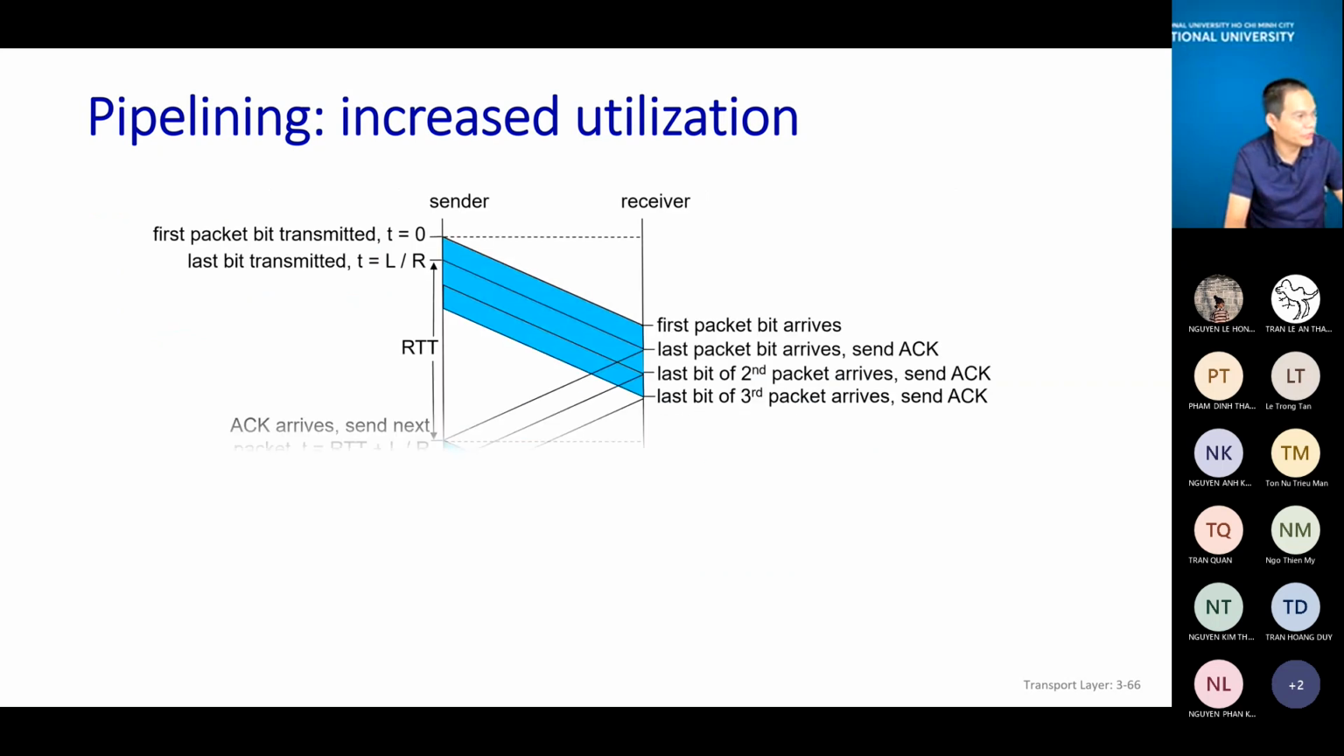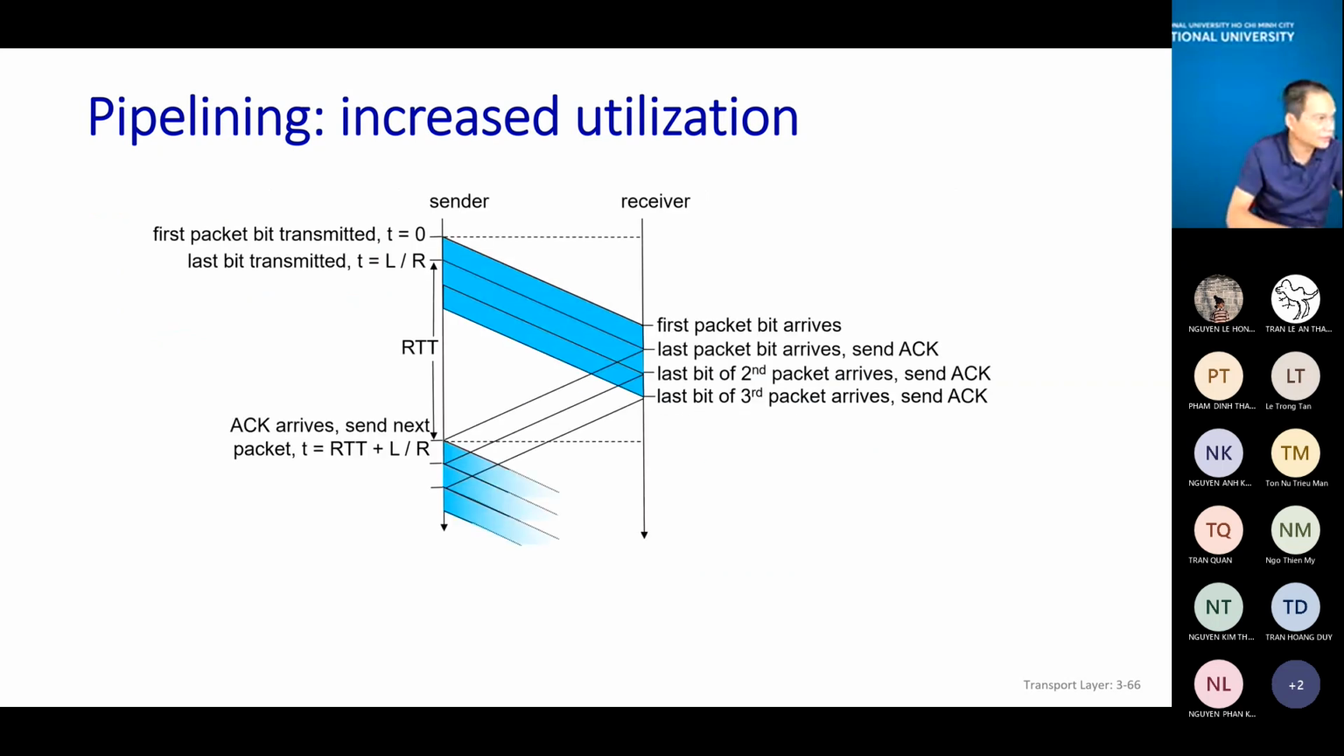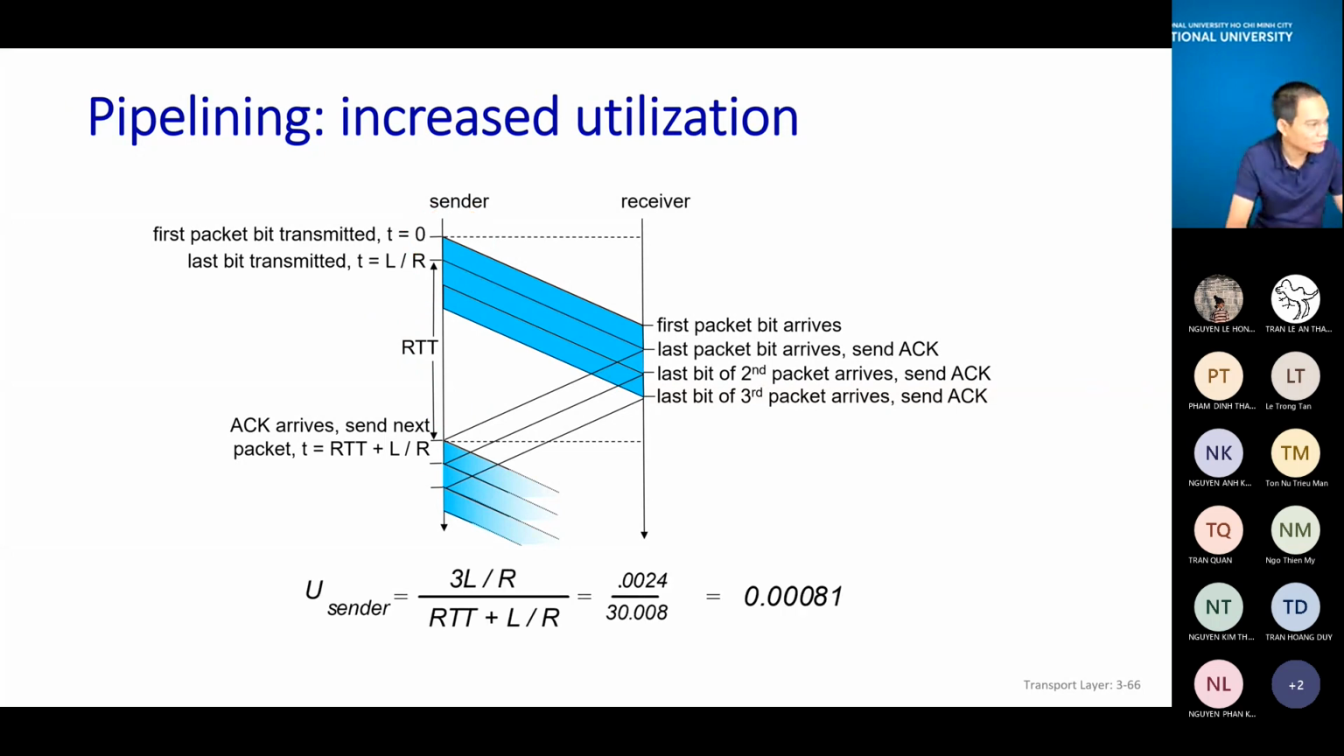To increase the utilization, you can see here, for example, the time spent is still round trip time plus L divided by R. And this is one round trip time. But in this scenario, we already send 3 packets rather than just 1 packet. So you can see the utilization increased by 3 times. And this is the pipeline of 3 packets.